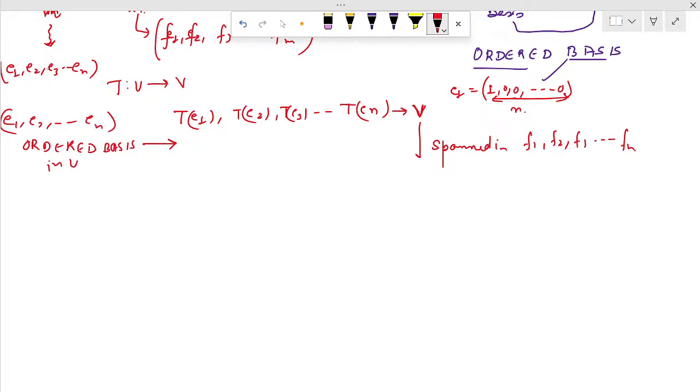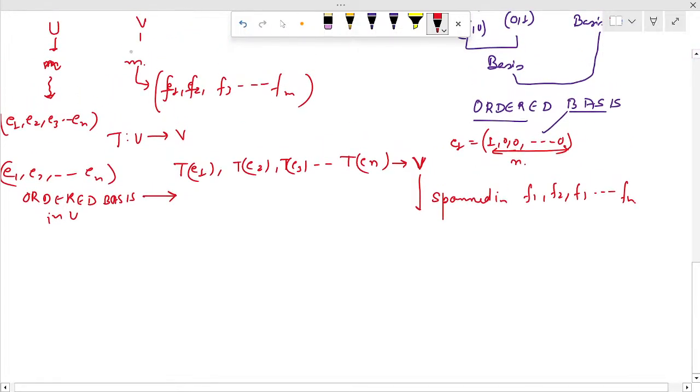Let us say that U is a vector space of dimension n, and V is a vector space of dimension m. If E1, E2, E3, ..., En are the standard ordered bases in U, and F1, F2, F3, ..., Fm are the standard bases in V, then mapping E1, E2, E3, ..., En gives TE1, TE2, TE3, ..., TEn. All of these will be contained in V. V is spanned in these terms.